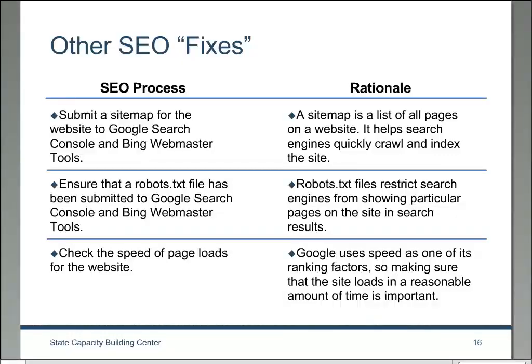So real quickly, I'll go through a couple of other quick fixes for search engine optimization. I won't go into great detail about all of these for time's sake. But if you're looking at your SEO process, a couple of other things you may want to do is to submit a sitemap for your website to a couple of the search engines. Google and Bing tend to be the most popular that most folks use, and we see the most traffic coming into websites through. You want to make sure that you have a robots.txt file that's been submitted to Google Search Console and Bing Webmaster Tools.